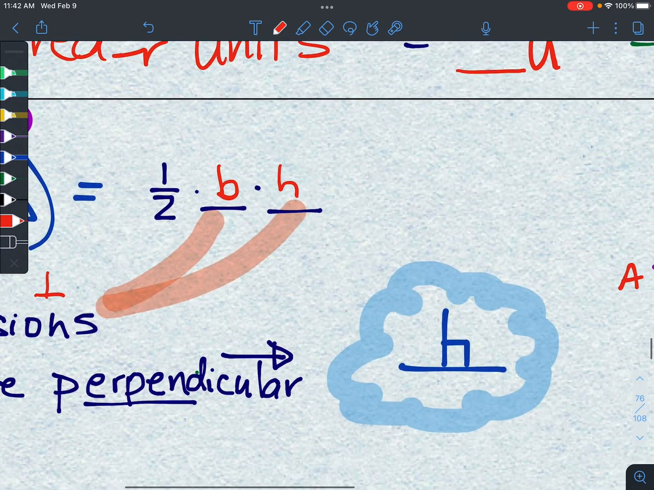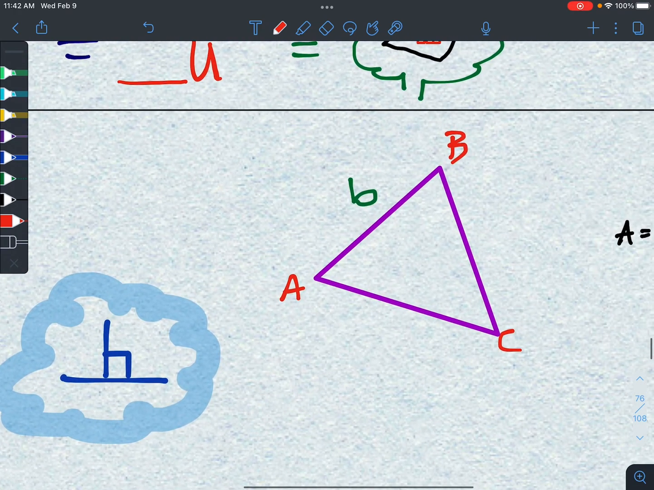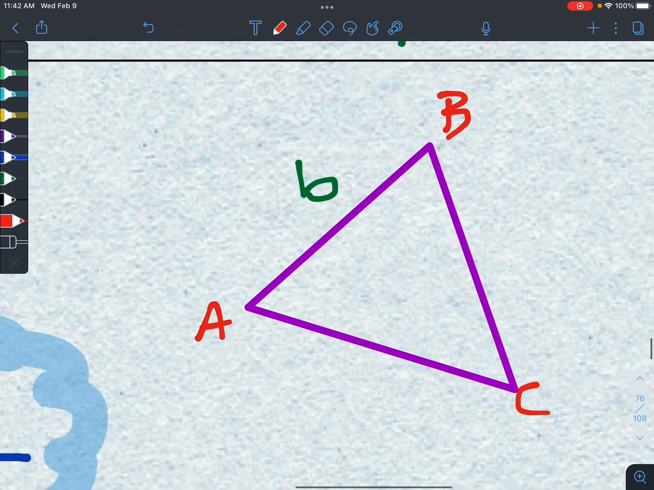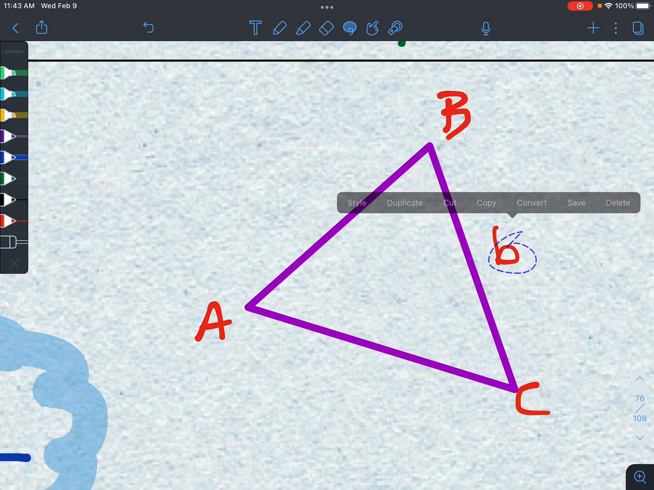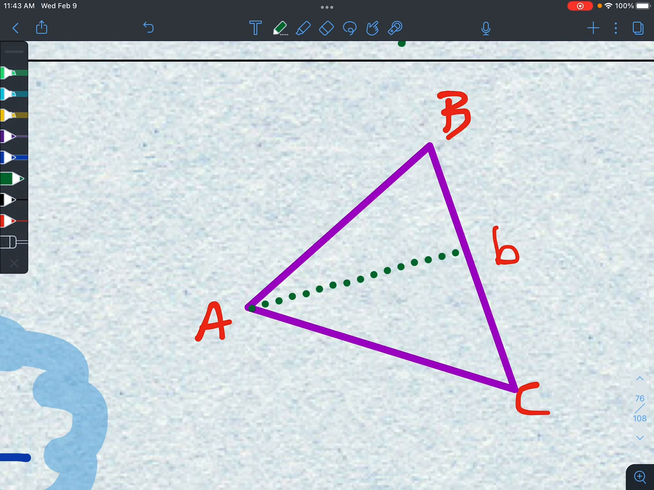Second of all, it's a little bit tricky because sometimes they'll give you something like this, and the question is, what base do I use? Because you could use a base here. Sorry about that. You could use a base on this side, or you could use a base on any side. But whatever base you pick, then you automatically are looking for the height. And again, that height would need to be perpendicular.